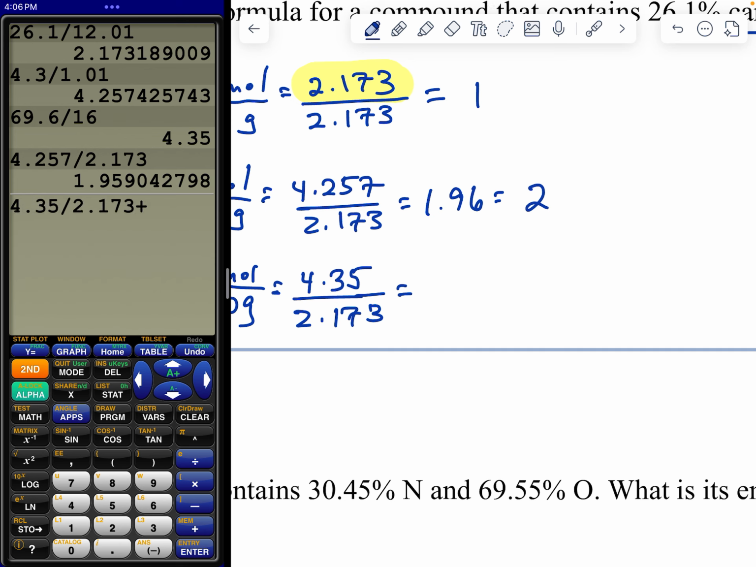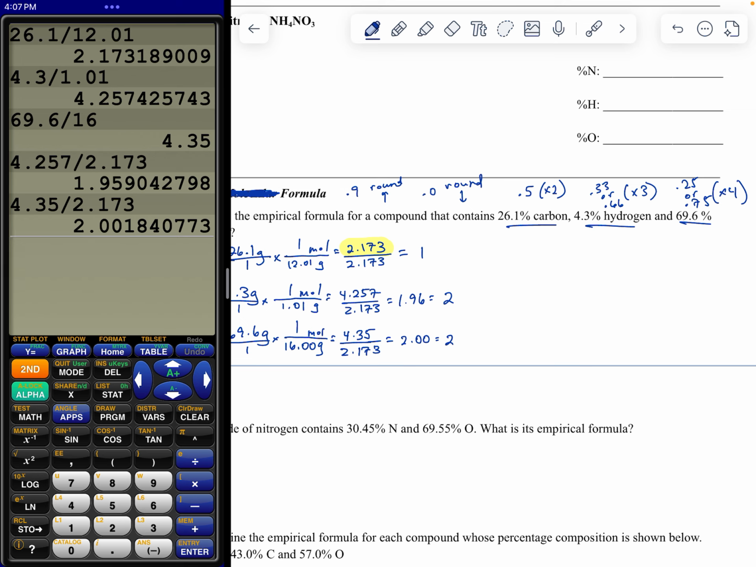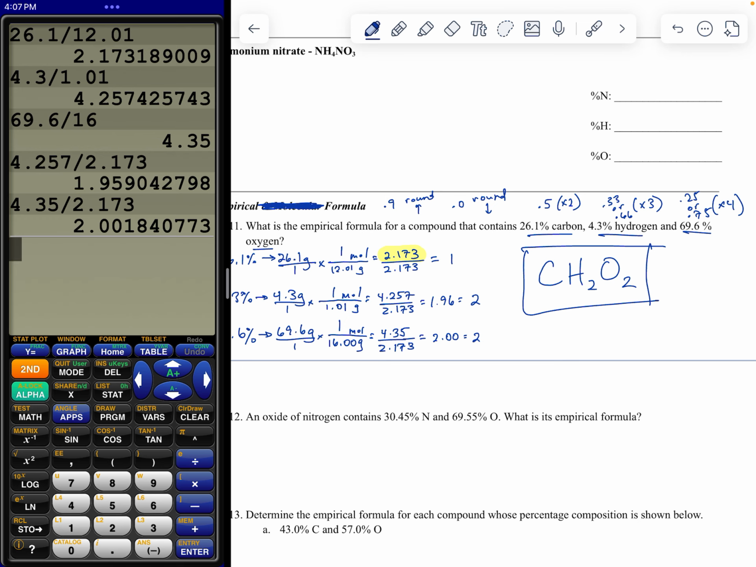All right, there were no 0.5s, 0.33, so on and so forth. And so we just write out as is what the subscripts were in that order. So we had carbon, and only one of them, so we don't write a subscript. Hydrogen, there were 2, and oxygen, there were 2. All right, and that would be the empirical formula, the simplest ratio between those elements inside this compound based on their percent composition alone.